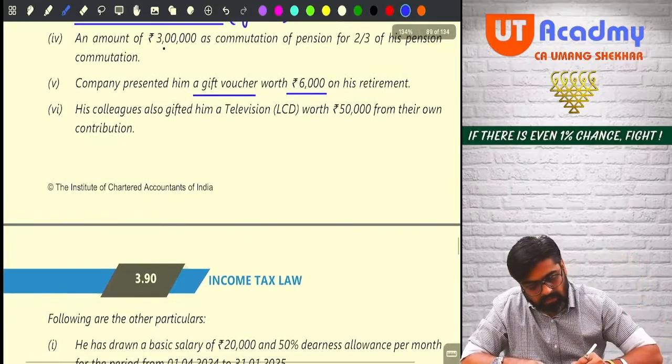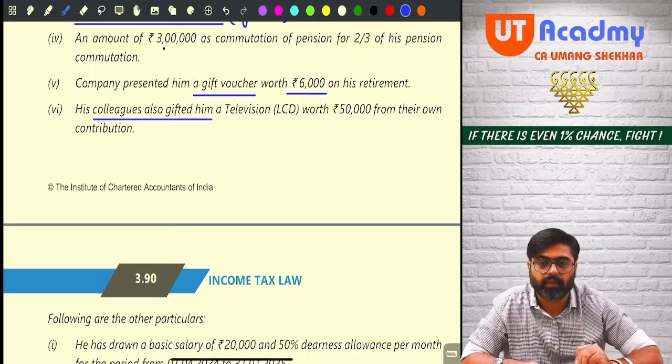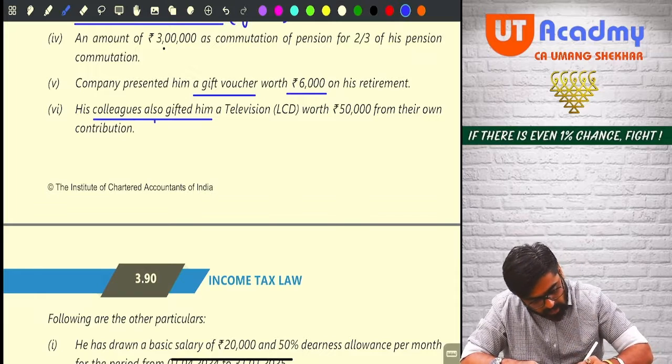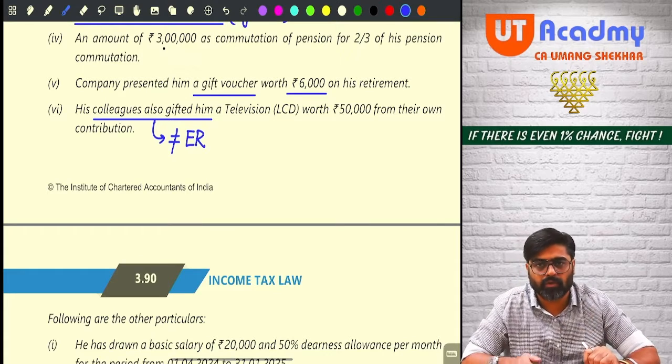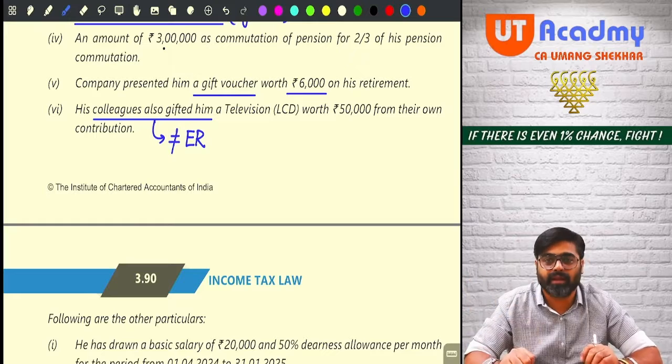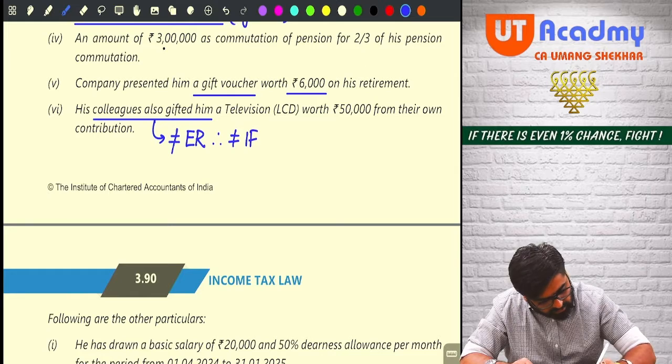Next one. His colleagues gifted him. Now colleagues means employer gifting or others gifting? Others. So this is not the employer. Now the employer is not giving you the gift. So this gift cannot come in the salary head. Therefore, this is not your income from salary, first of all.